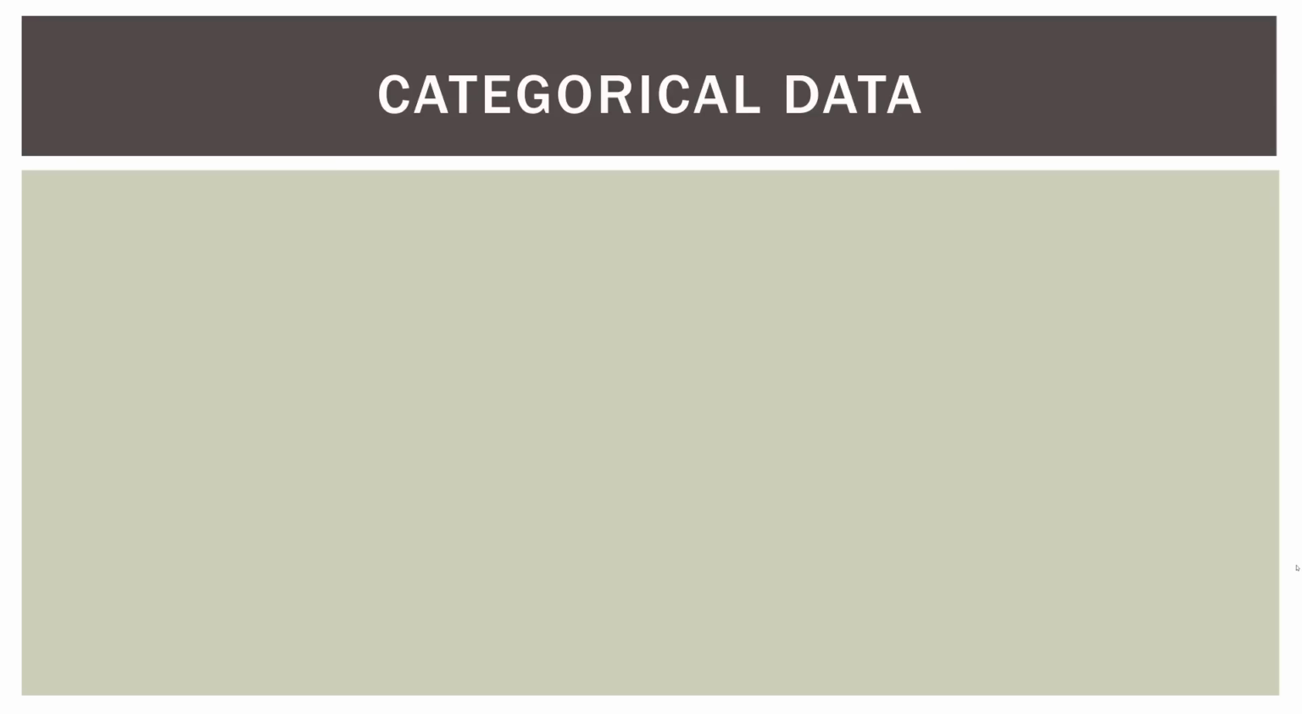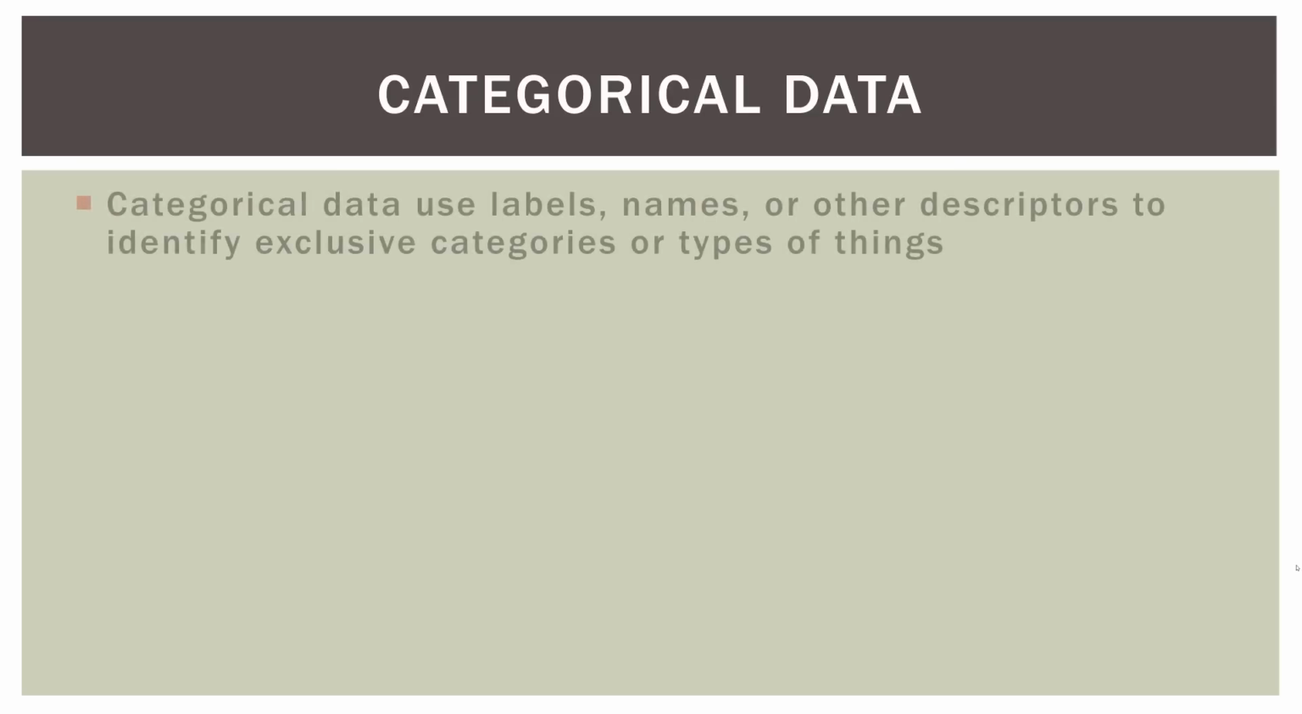So first, let's talk about what categorical data actually is. Categorical data uses labels, names, or other descriptors to identify exclusive categories, and that's important, exclusive categories or types of things. So here are some examples.